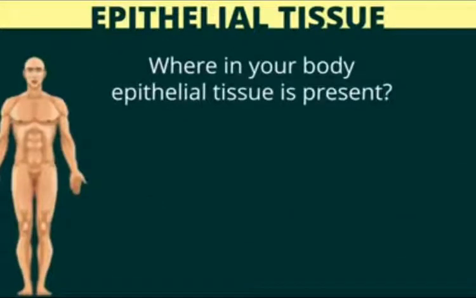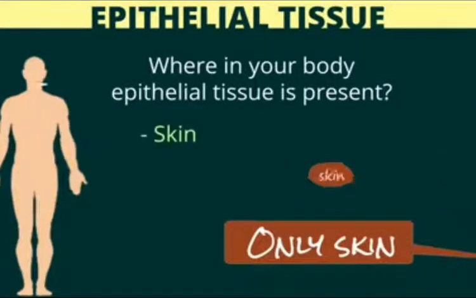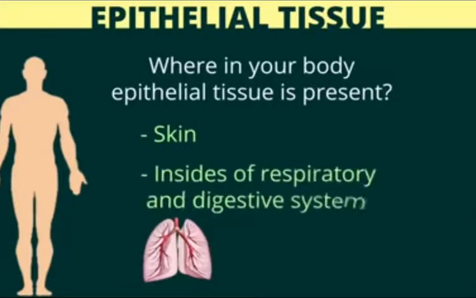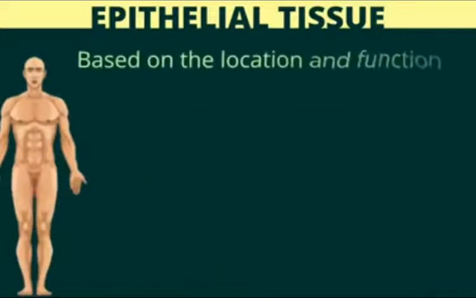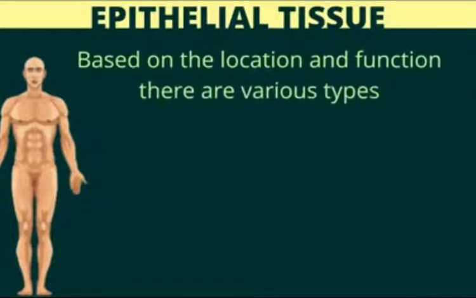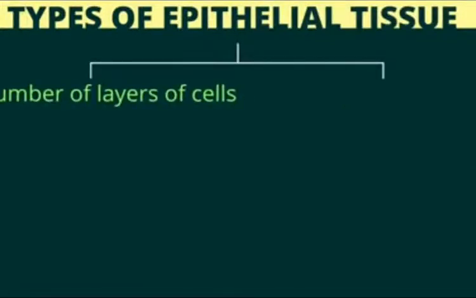So where in our body is the epithelial tissue present? Is it only on the skin? No, students. We find it on the skin, inside our respiratory organs and in the digestive system. So almost the whole body, the organs are covered with epithelial tissue. Based on the location and function, there are various types of epithelial tissue. Let us start with the types of epithelial tissue. There are two classifications, based on number of layers and based on shape.